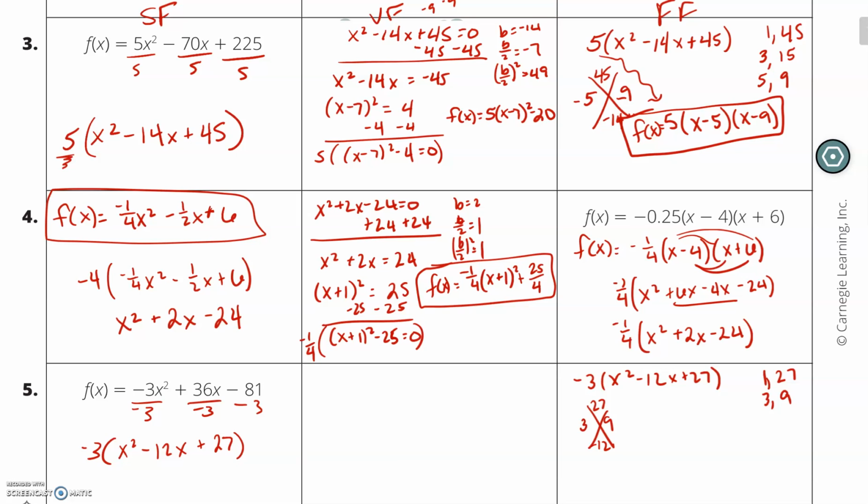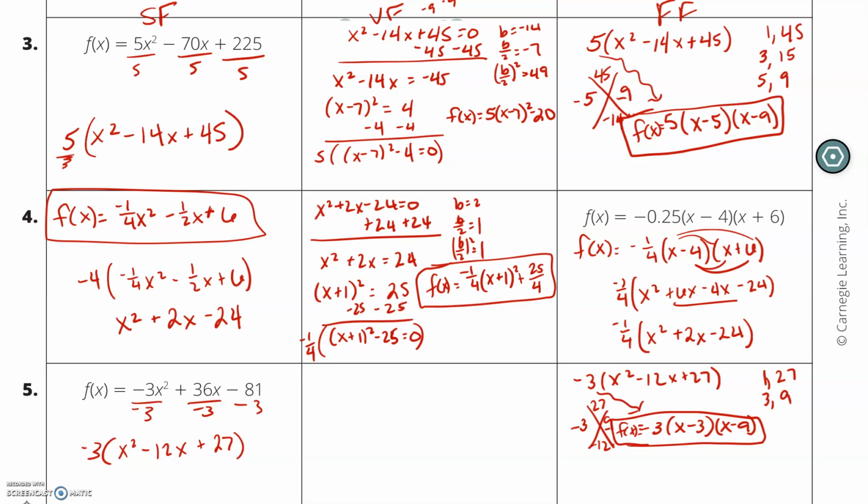And since they multiply to a positive, but add to a negative, both values are going to be negative. So my trinomial will factor into (x minus 3) times (x minus 9). And don't forget about that negative 3 that we took out. Slap on some function notation, and we have factored form. All right, vertex form.